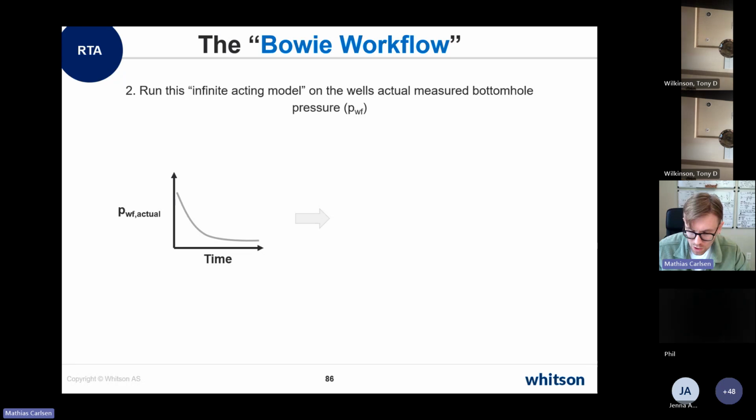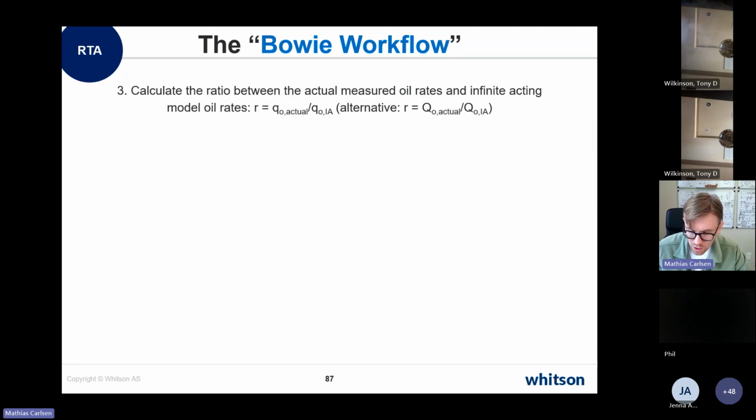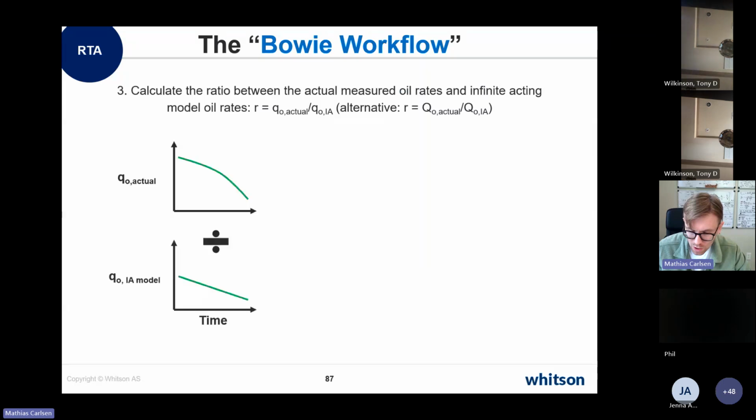And with that information, I get three different rates: oil, gas, and water. And the oil, gas, and water rates will essentially have a flow regime that has been enforced upon them. And that flow regime is infinite acting flow. So this is how it would look if the well was in perfect infinite acting flow. So step three is that you calculate the ratio between the actual production data and this infinite acting model. And that ratio over time just represents how many of these infinite acting numerical models I would need to match my actual production data over time. And this is where you could do this in two different ways. You could use the actual rates, or you can use the cums.